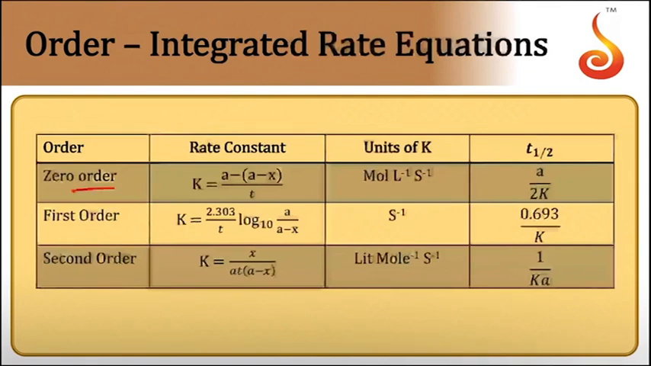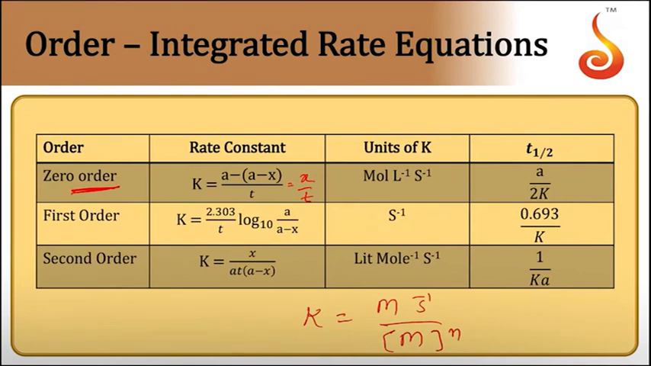So for a zero order reaction, K is equal to (a minus x) by t, or simply we can write K is equal to x by t in this case. Coming towards units of the rate constant K, we can take the general form as: units of K is equal to molar seconds inverse, that is moles per liter per second, divided by molar to the power of n, where n is the order of reaction. When you take a zero order reaction here, n is equal to 0.